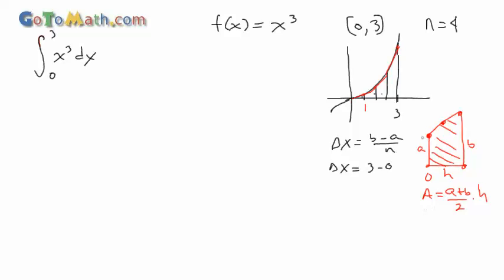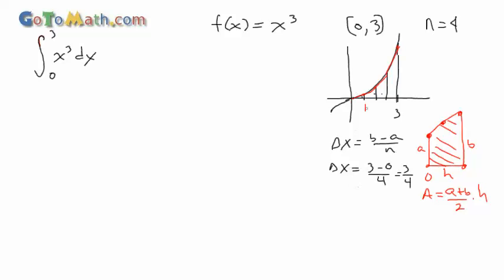Now remember, this a and that b are completely different, but in a lot of formulas they use that, so that's the reason I used that. This a and b has not got anything to do with these upper limits and lower limits here. Divided by n is 4, so that's pretty easy. We get 3/4. So delta x is 3/4.